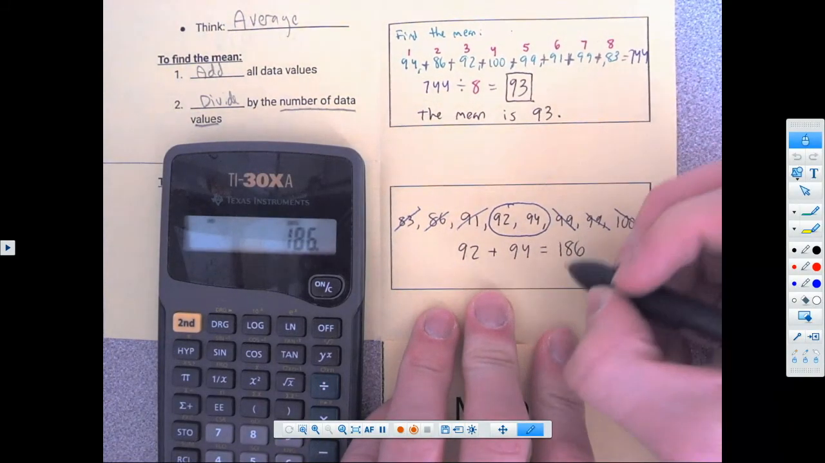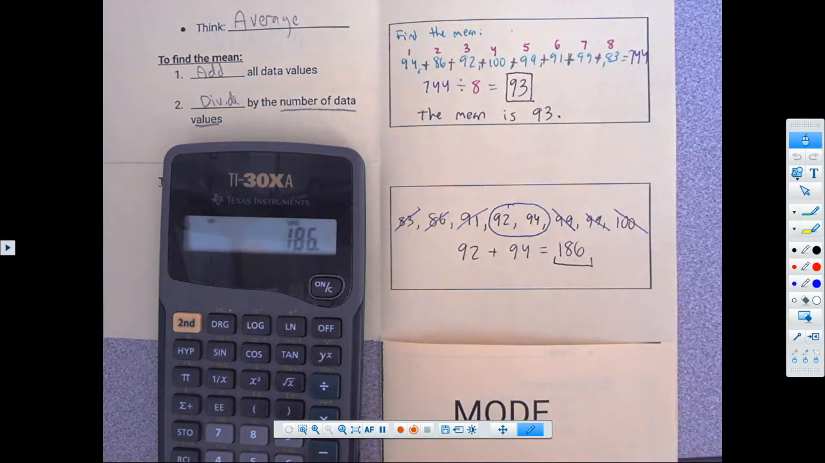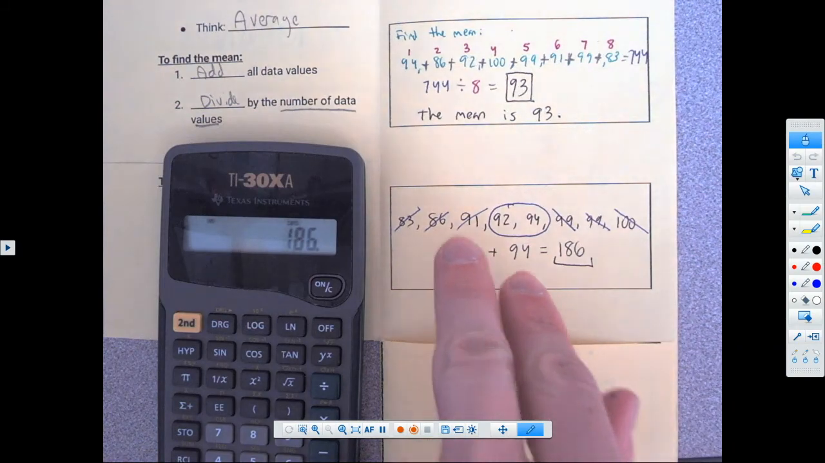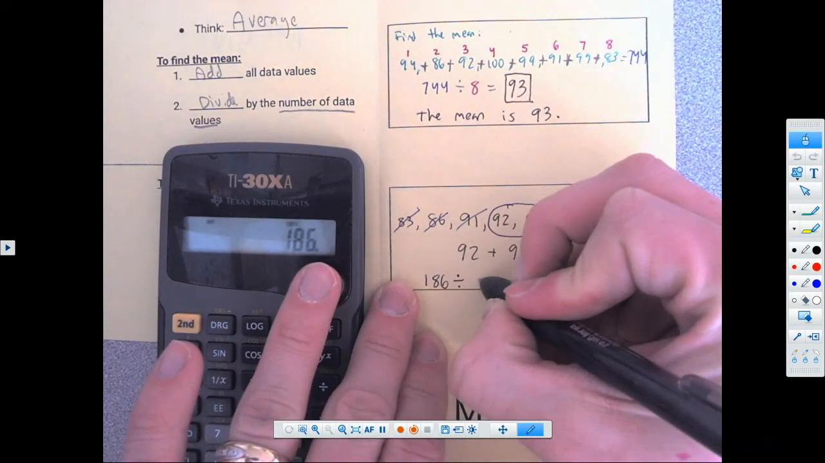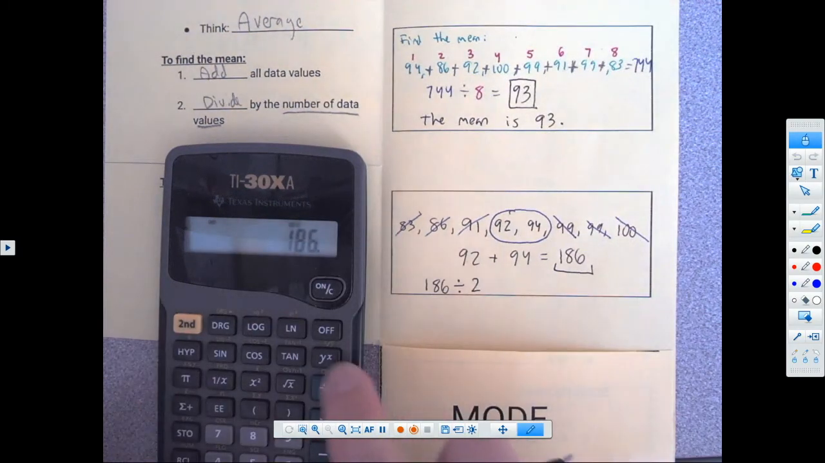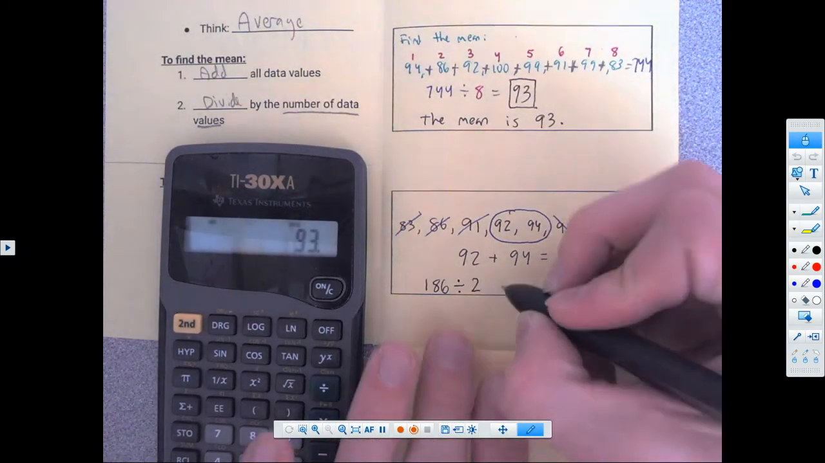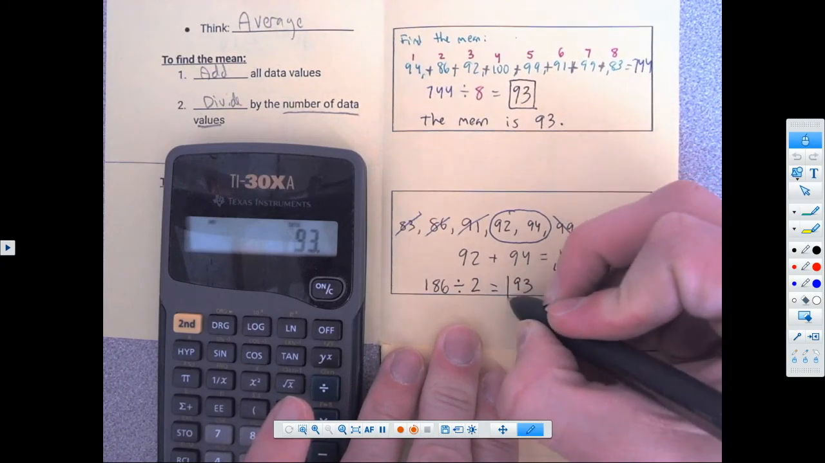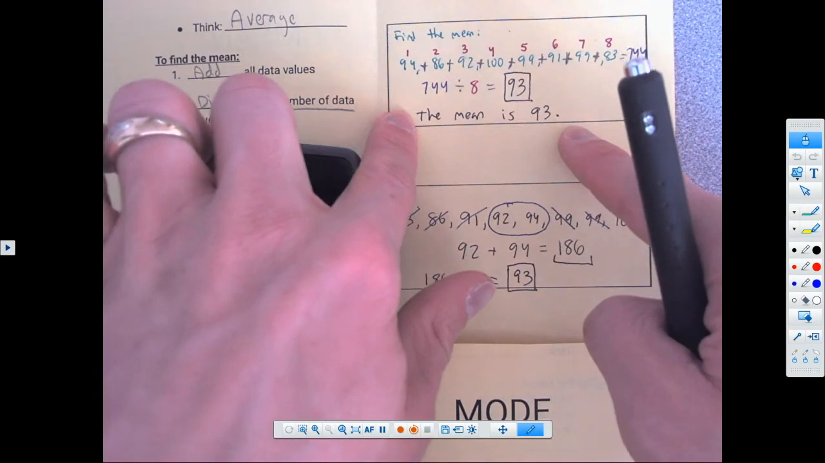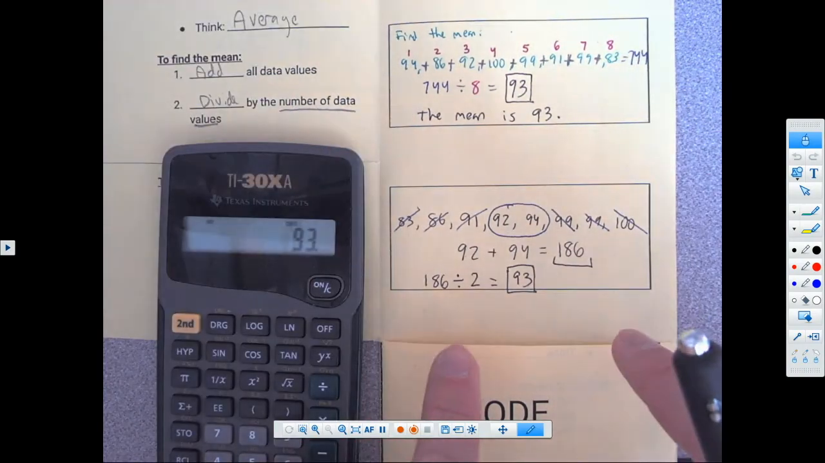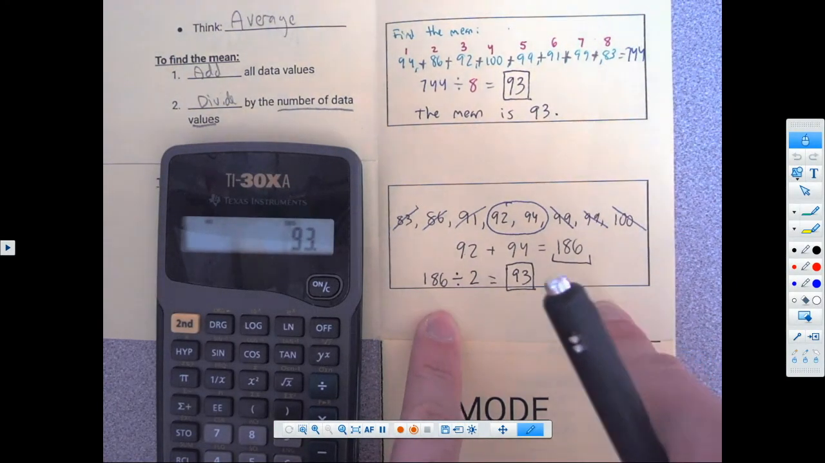So 186. Now I have to take that number and divide it by 2 to figure out what's in the exact middle there. So if I actually do that, 186 divided by 2, I'm going to get, interesting, 93. So the mean was 93. And in this case, the median is also 93.